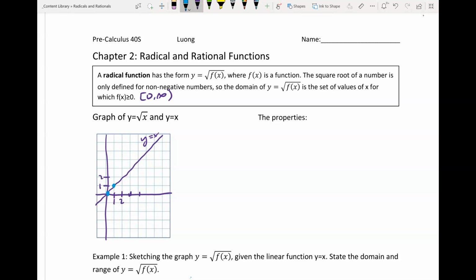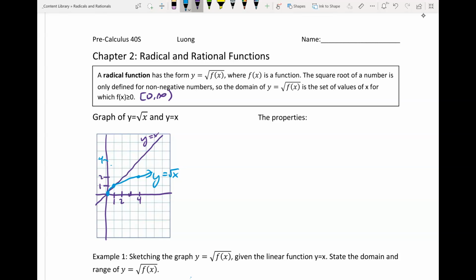Then for our next value, the square root of 4, which is located over here, is going to be 2. So then you have a point here, and you would continue the process if you wanted to. And that's what your y equals root of x graph looks like.